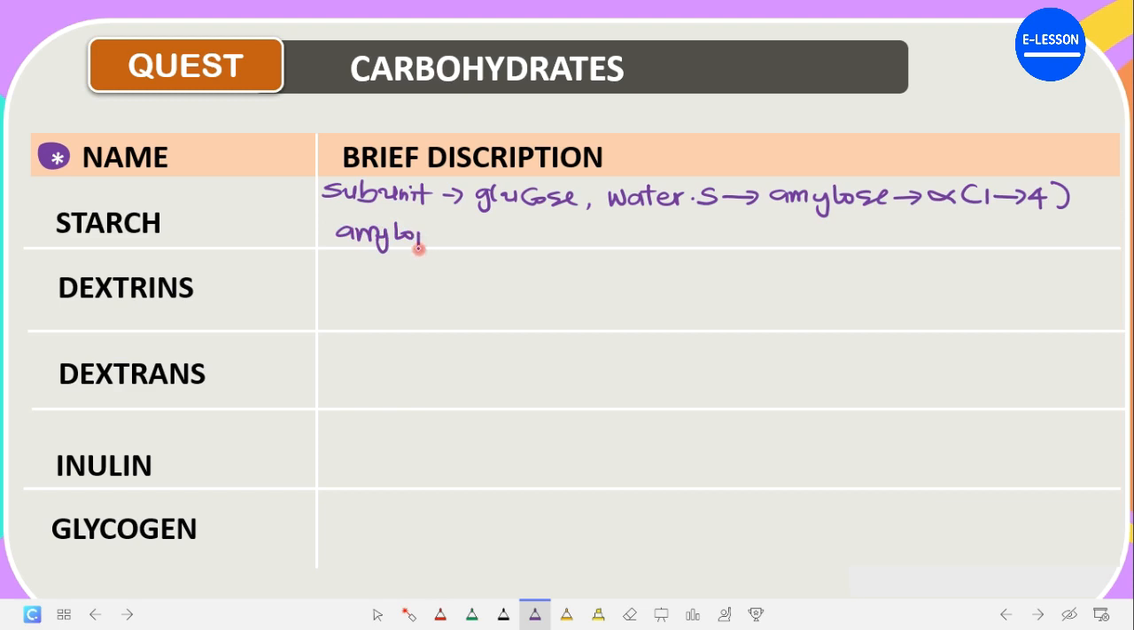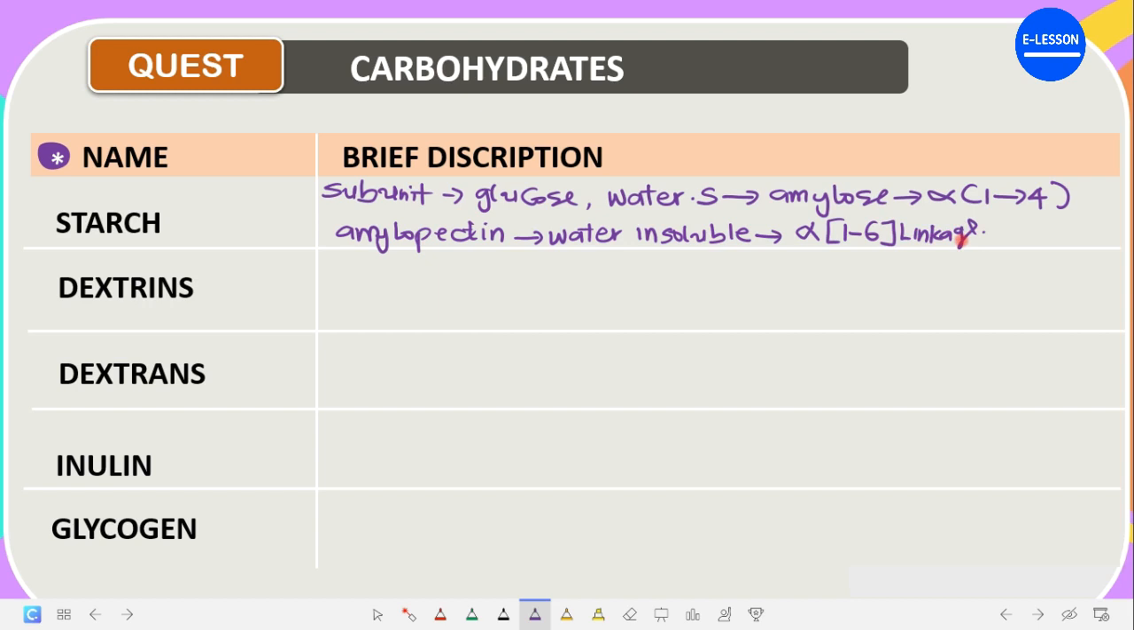Now the next part is amylopectin. The next part is what? Amylopectin. Now amylopectin is water insoluble. Let's take it like that. It's water insoluble. And the linkage is alpha 1,6 linkage. The linkage is what? Alpha 1,6 linkage. So that is for starch.